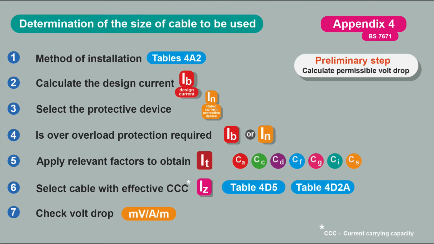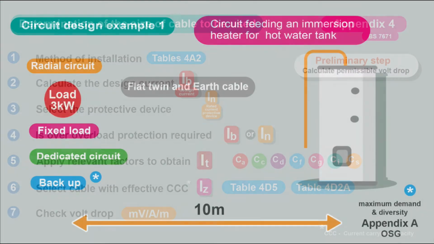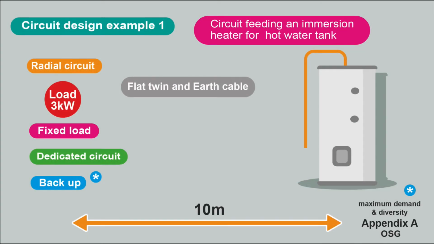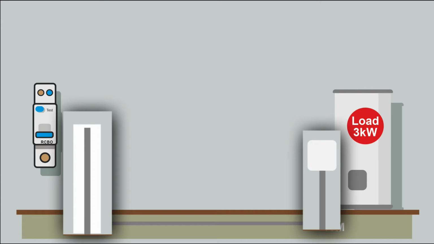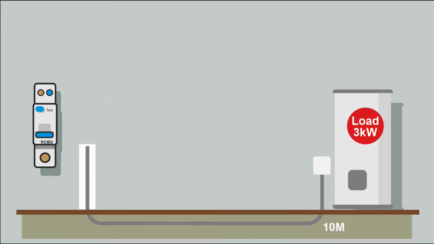Okay, we're going to use these steps here to calculate the size of cable that we need, and then to confirm that it's suitable. What do we know about the circuit we're designing? We know it's a radial circuit. It's got a 3 kilowatt load, 3000 watts, and that's a fixed load. It's a dedicated circuit. It's in flat twin and earth cable. The length of the run is around 10 metres. Clip direct. We've got a little bit in trunking and a little bit plastered in the wall.